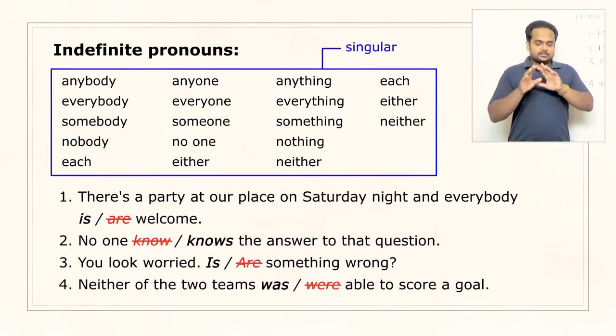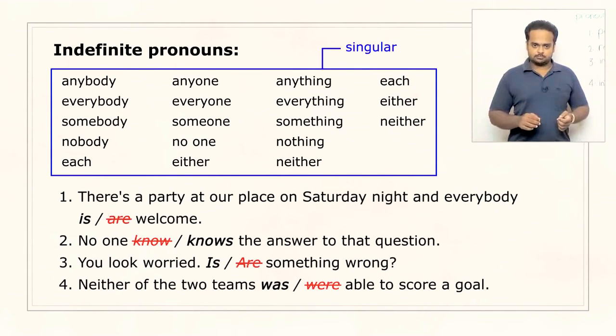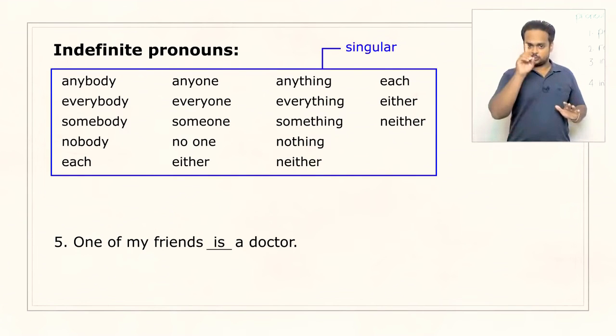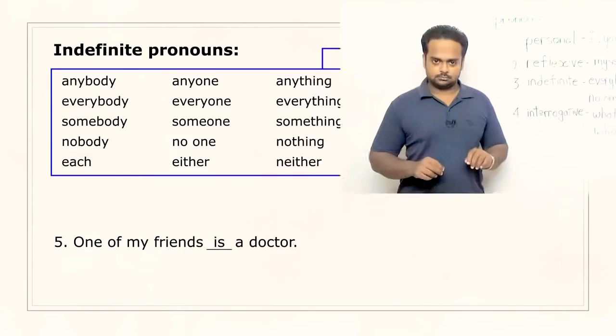Okay, this sentence is similar to another sentence that I want to show you. One of my friends, a doctor. How would you fill in that gap? Well, you have to say, one of my friends is a doctor. That's because we're talking about one friend. The subject of the sentence is one, so is.